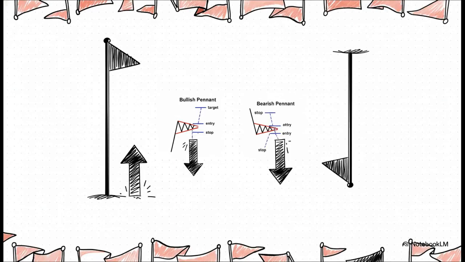Pennants are another classic pit stop. They typically form after a really sharp, strong move. That big move is called the flagpole. Then, the price coils and consolidates into this tiny little triangle which looks like a pennant. The expectation here is for another powerful breakout that continues in the same direction as that flagpole.